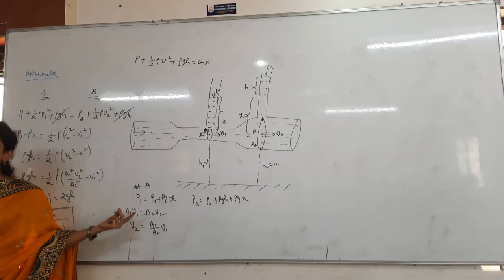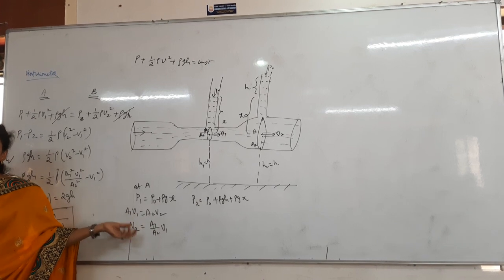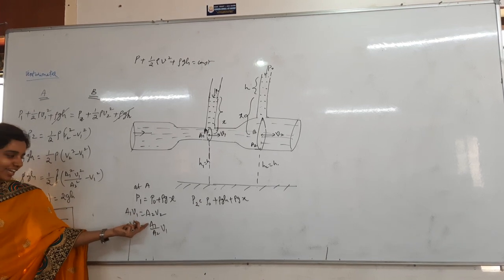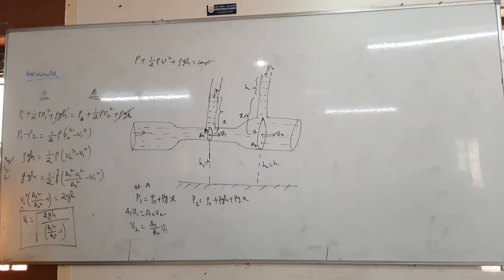So A1 v1 is equal to A2 v2. From that, v2 is equal to how much we got, A1 by A2 into v1. That is what you have to substitute here in this one. Then what we can get is the v1 value directly.